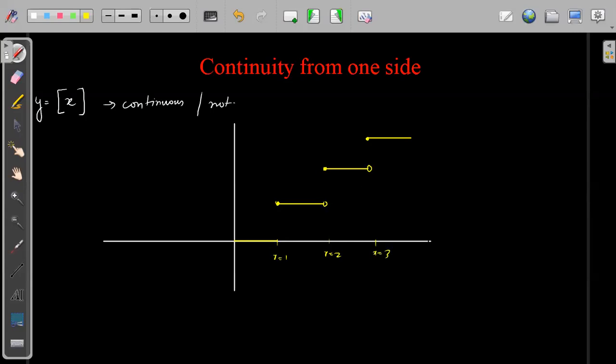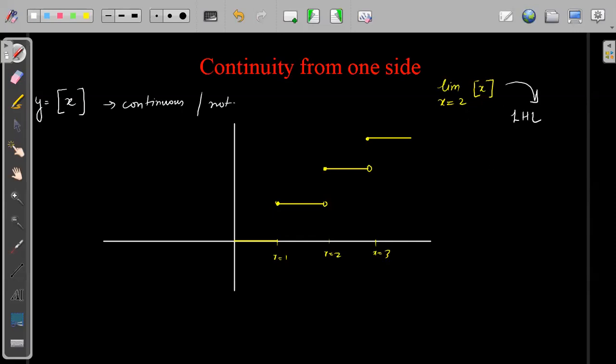Now, suppose we have to find the limit of f of x, or I'll simply write, greatest integer of x. So tell me for this one, what will be the left hand limit? What will be the left hand limit?